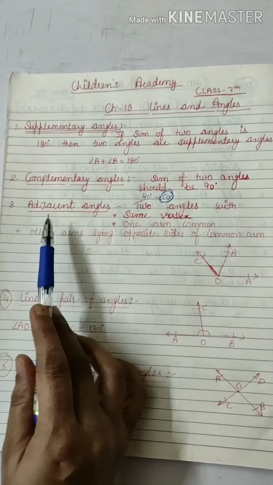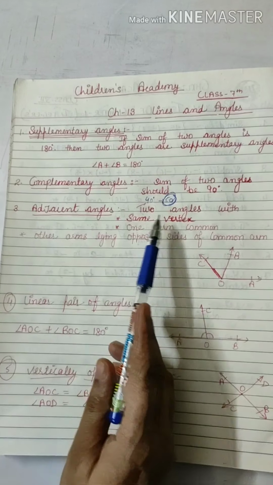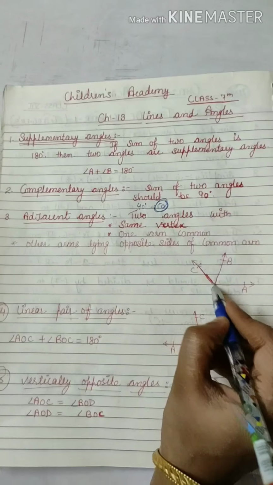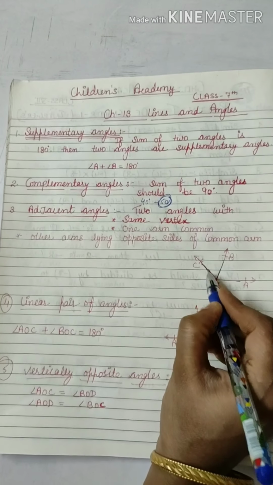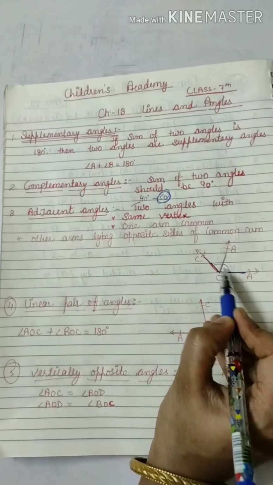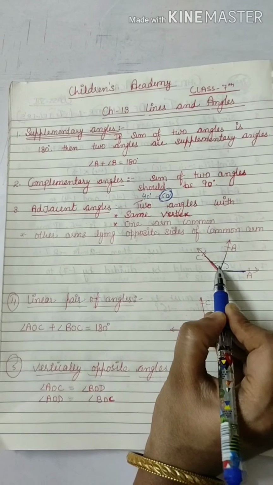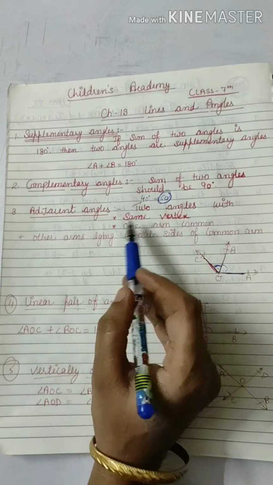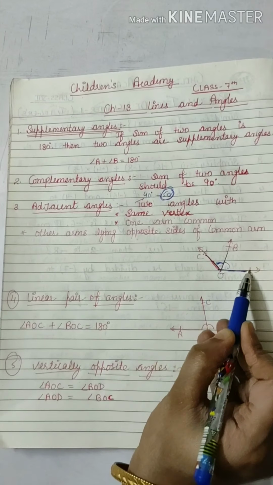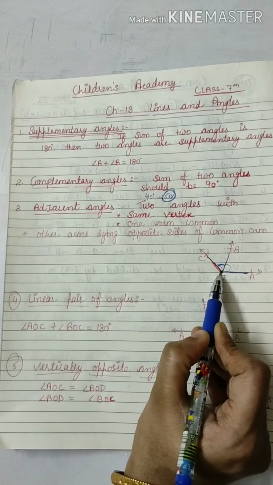Now the third one is adjacent angles. Let's take an example. This is our given figure, and if these are adjacent angles, then we can say these angles are adjacent when, first, they have the same vertex. O is the same vertex.